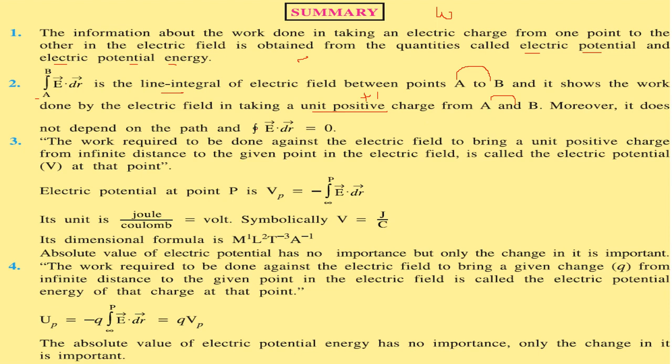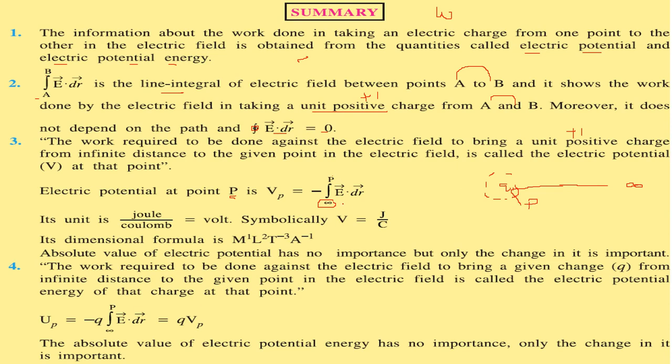If you take a circular path, the integral of E dot dr will be 0. The work required to be done against the electric field to bring a unit positive charge from infinite distance to some point in the electric field is called the electric potential of that point. So the electric potential at point P, that is Vp, is given by the integral from infinity to P of E dot dr, where this point is P.